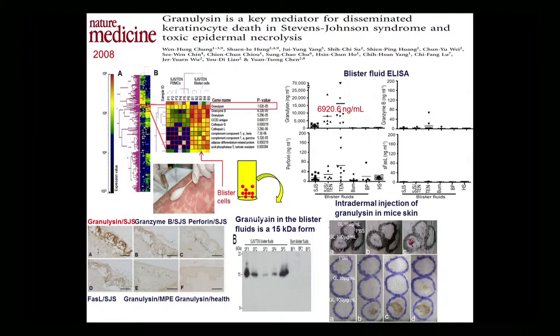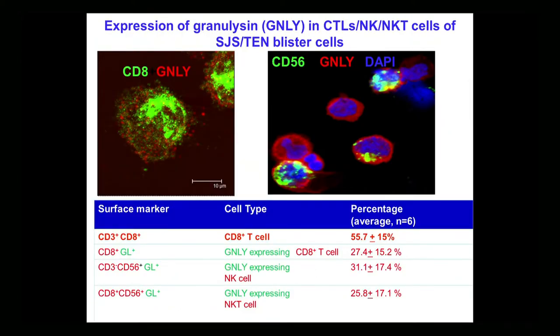And we found another important protein called granulysin. We found that from the blister cells of Stevens-Johnson syndrome, granulysin is highly expressed by the T cells, and granulysin is also present at very high concentration in the blister fluid. If we inject recombinant granulysin into mouse skin, it can also induce skin necrosis. Granulysin is expressed by CD8 and CD56 cytotoxic T cells and NK T cells.